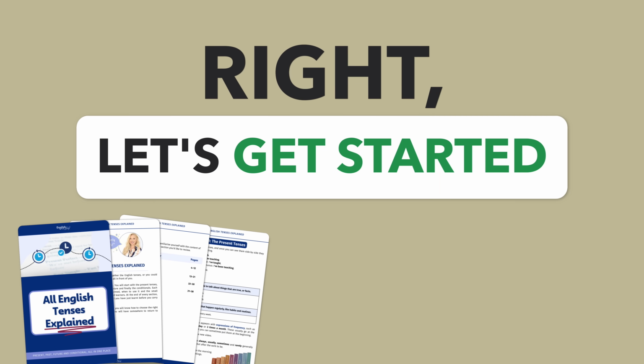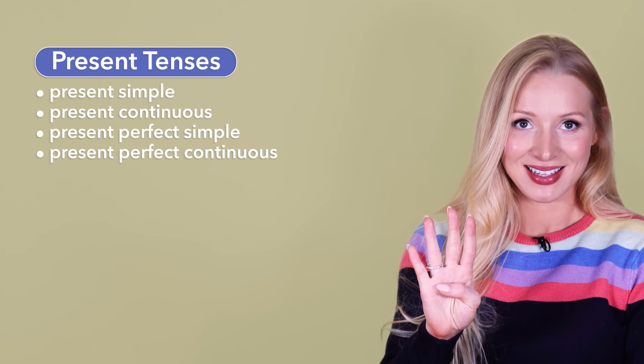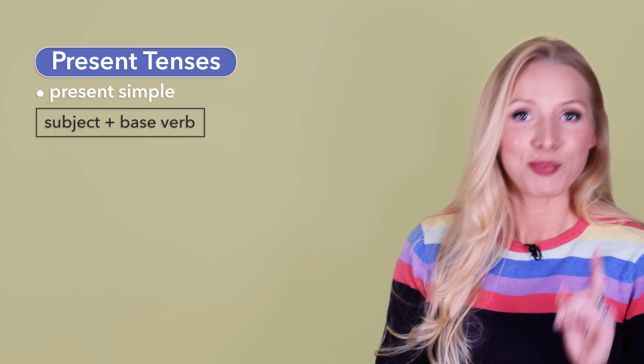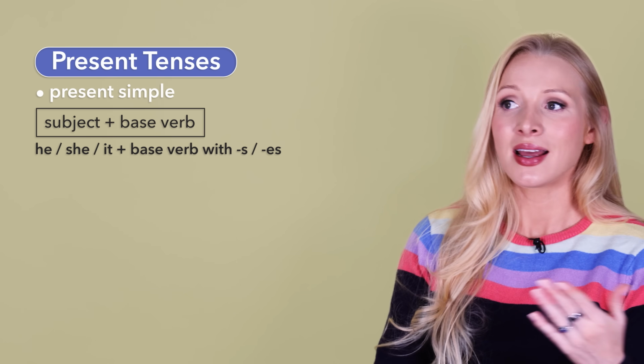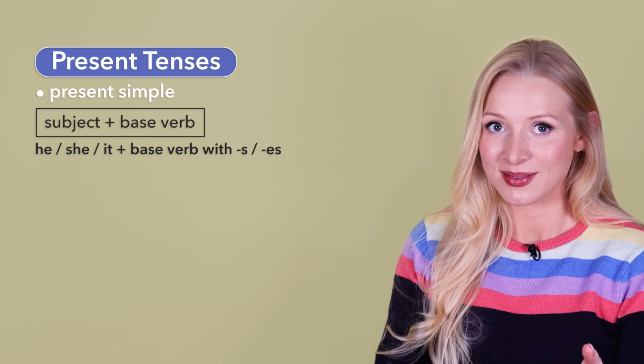Right, let's get started with the video. Let's start with the 4 present tenses. The present simple is formed with subject and base verb. With he, she, and it, we add s or es.